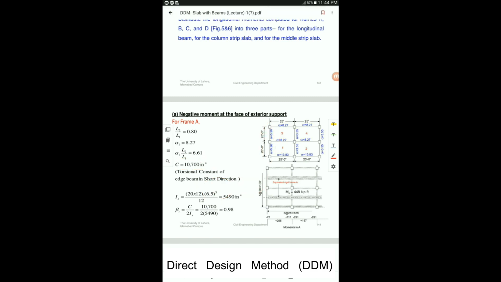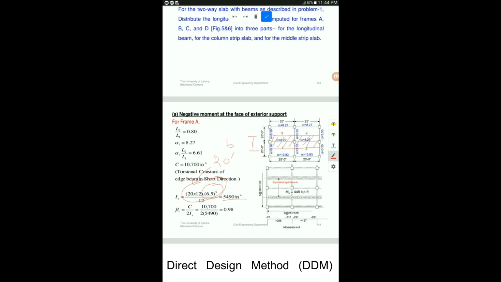The next thing is to find the moment of inertia of the slab. The formula we have is BH cubed by 12. Because the equivalent rigid frame A is running here, we have to consider this bit here. This is the value of B, which is very clear. It is 20 feet here, so you just multiply this 20 feet with 12 in order to convert into inches. This is H, because the slab thickness is already given, it is 6.5 inches. So BH cubed by 12 is the formula, and we have the value 5490.